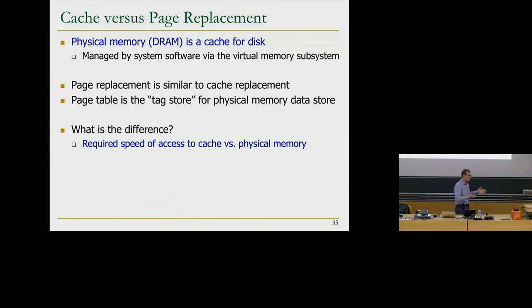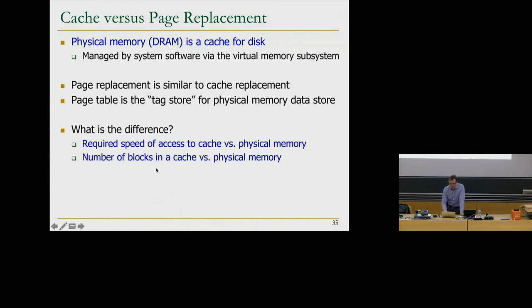And in fact, clock is a little bit sophisticated, but people have developed more sophisticated algorithms. So the speed of access is one difference. A cache, you need to access in a few cycles. Physical memory, hundreds, 500 cycles.